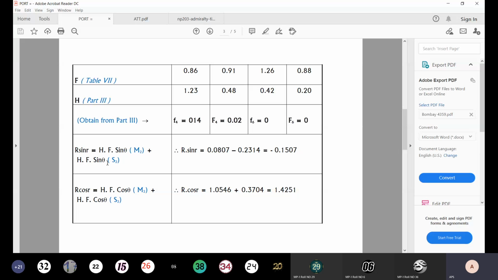Then how much are you getting for HF sin theta under the S2 column? Minus 0.2315. Okay, so write down that minus decimal 2315, and here whatever you got, 811 or 12, you write down. So now you have got the value of R sin r as negative. Some negative value you'll be getting.